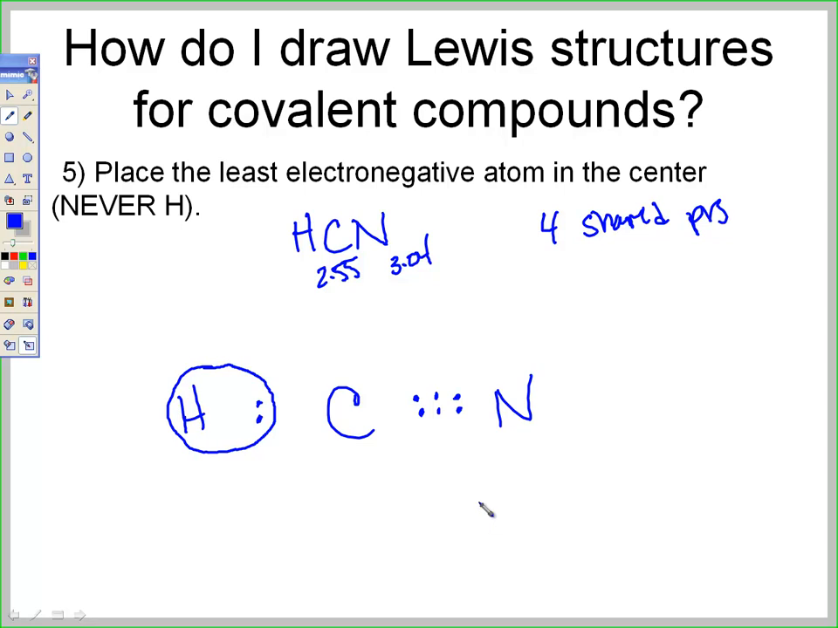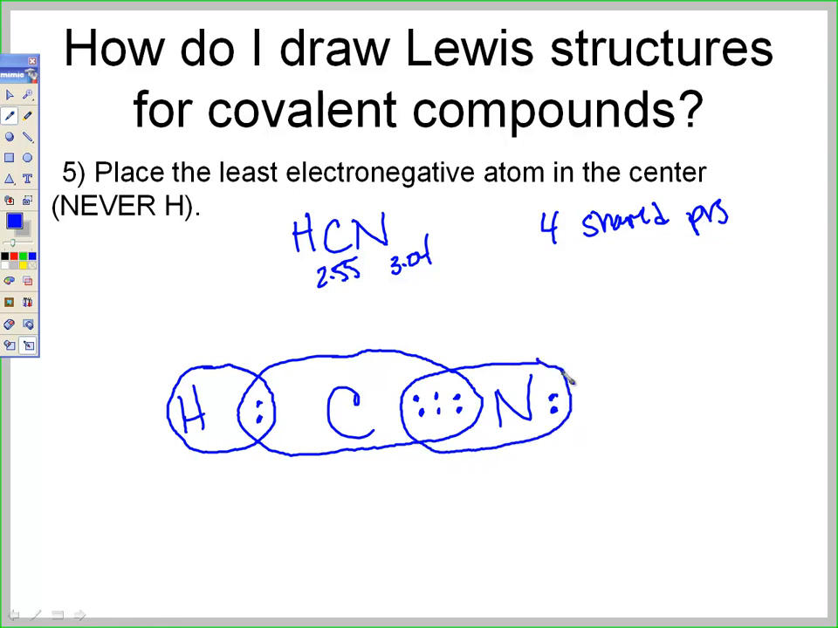Once I've done that, this carbon now feels like he has 2, 4, 6, 8, so he's happy too. So when I get to step 7, using lone pairs, only this nitrogen still needs lone pairs. He thinks that he has 6, so I'm going to add 2 more to make 8. And he should be all set. So I go back: 1, 2, 3, 4 shared pairs, just like I said I did. And total electrons are 2, 4, 6, 8, and 10, just like in step 1.